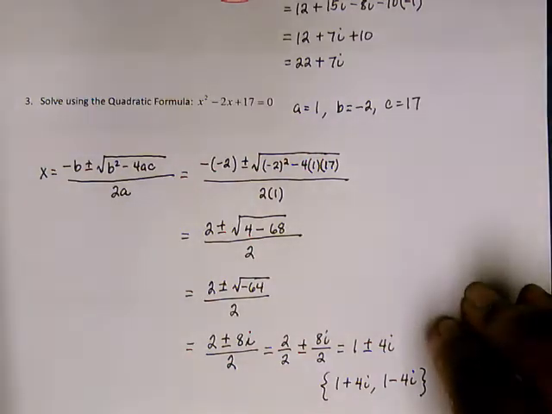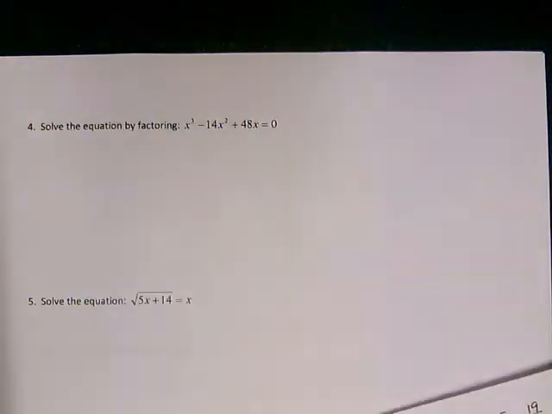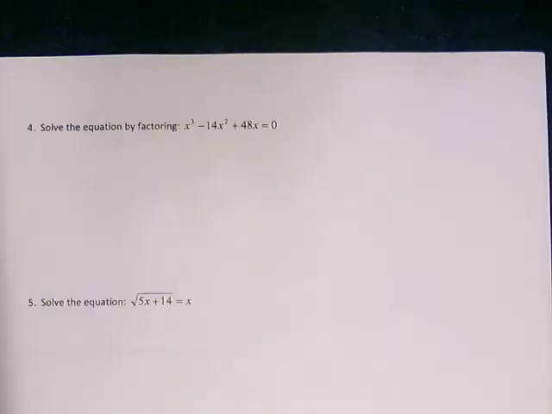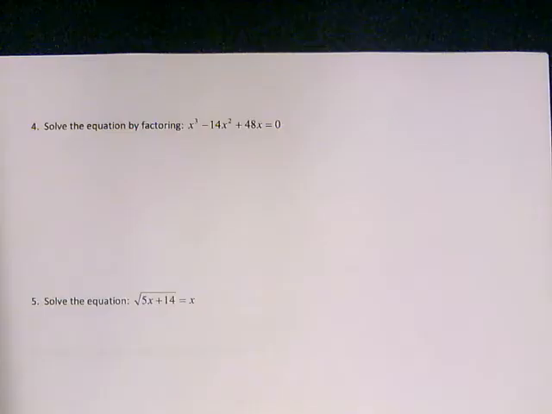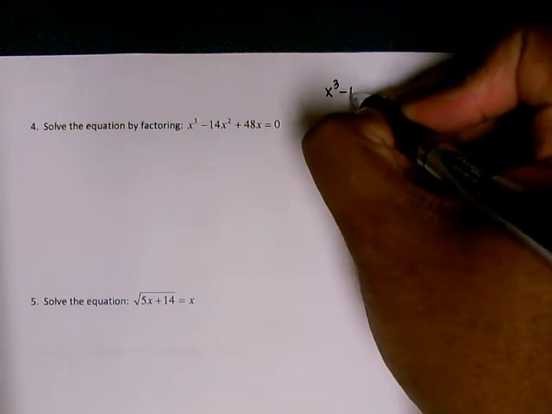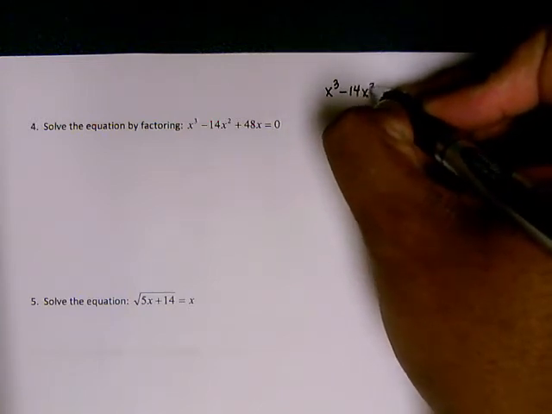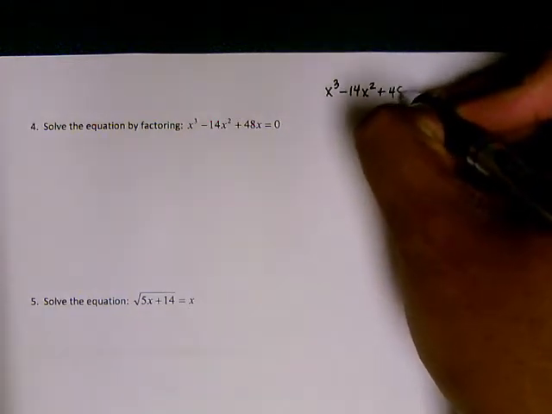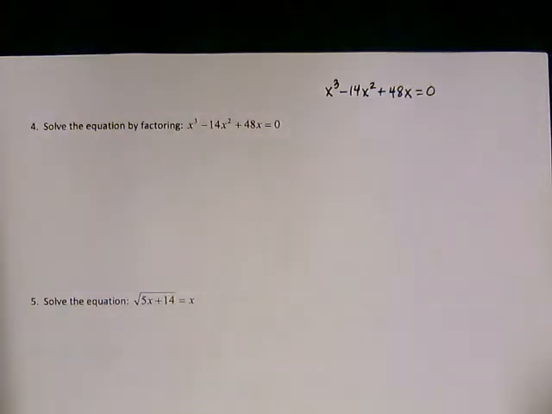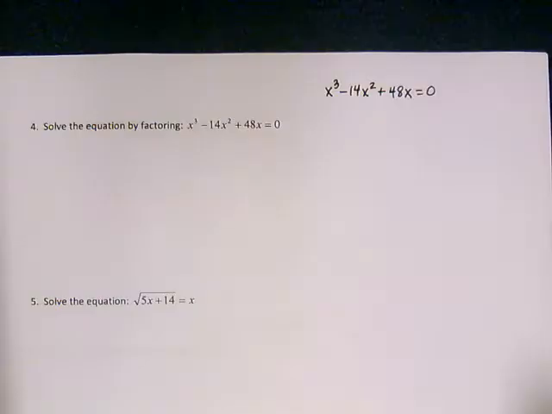Okay. All right, problem number 4. Here we're going to solve this equation by factoring. In this case, you got x cubed minus 14x squared plus 48x equaling 0. And we're going to solve that equation by using the method of factoring.